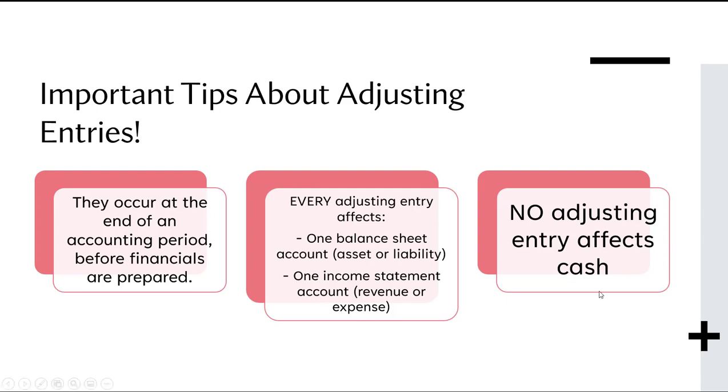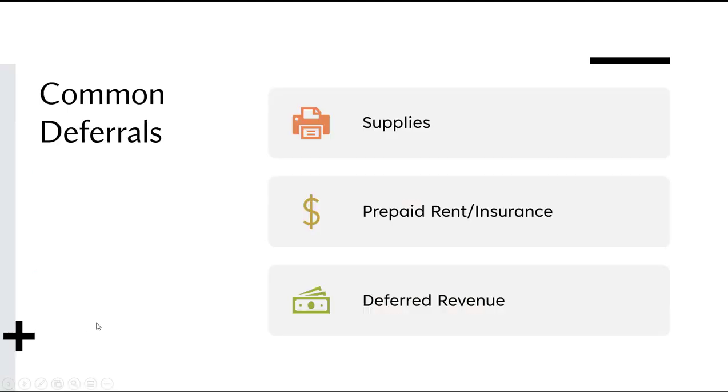Okay, finally, no adjusting entry affects cash. I tell my students that when you're doing adjusting entries, cash is a 4-letter word. It's a bad word. Don't use cash in adjusting entries, okay? Now, don't be afraid to debit or credit cash any other time, but when you're doing adjusting entries, no cash. Okay. All right. So let's take a look at some examples.